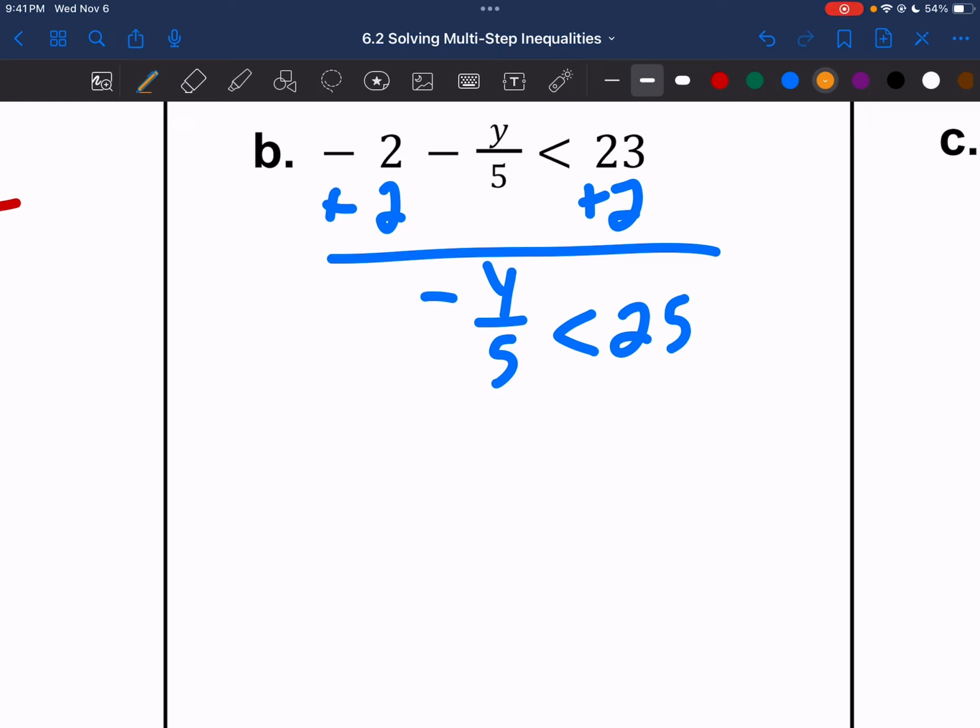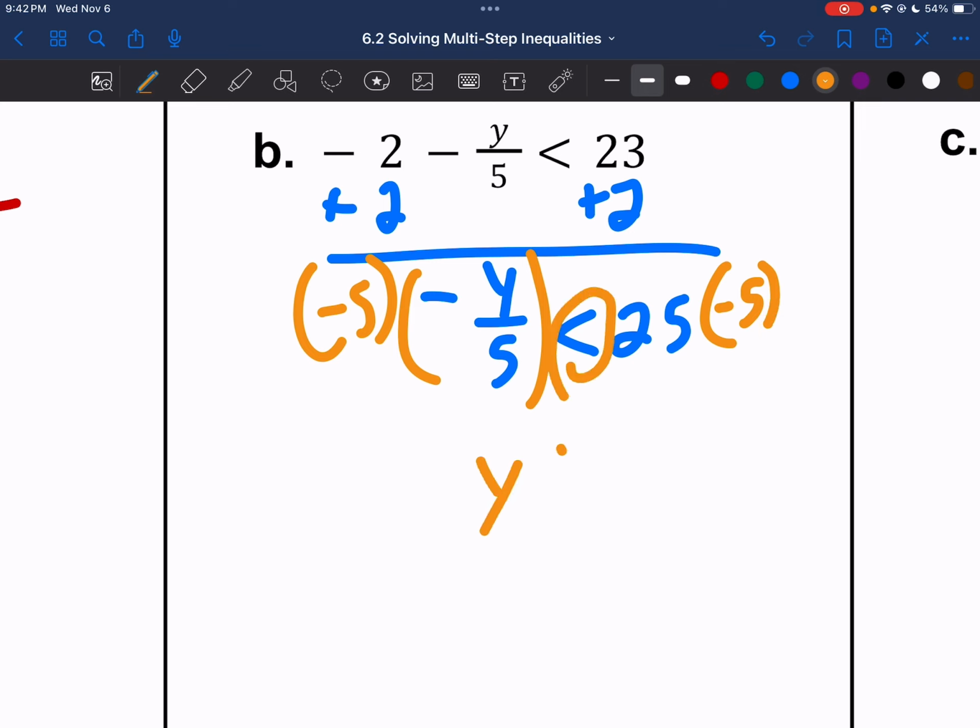Now, my next step, I want to get rid of that divided by negative 5. So I'm going to multiply by negative 5 on both sides of my inequality. And I'm going to get y. I flip the inequality symbol to greater than, and 25 times negative 5 is negative 125.